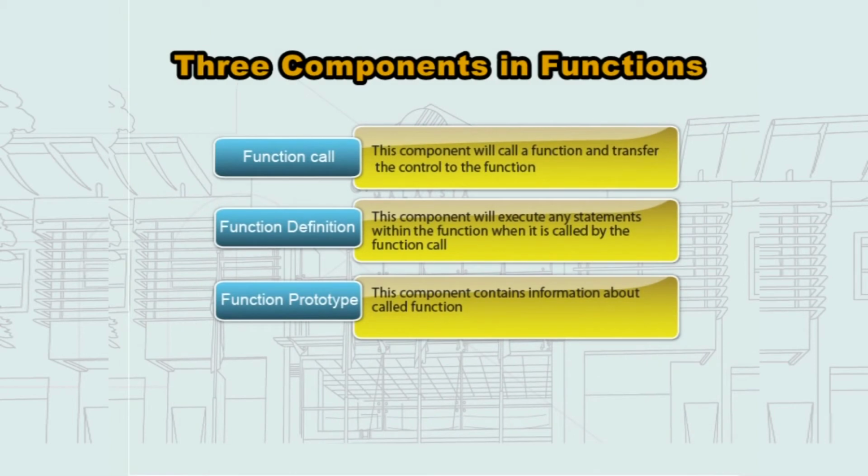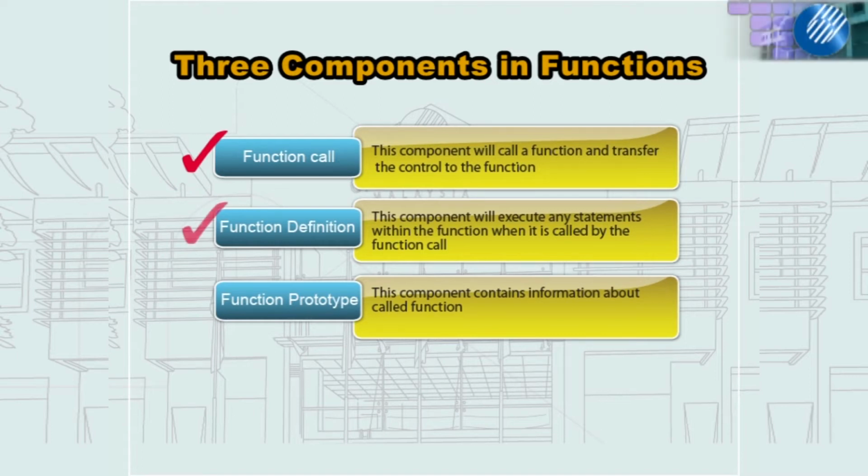There are three components in a function. Function call. This component will call a function and transfer the control to the function. Function definition. This component will execute any statements within the function when it is called by the function call. Function prototype. This component contains information about the called function.